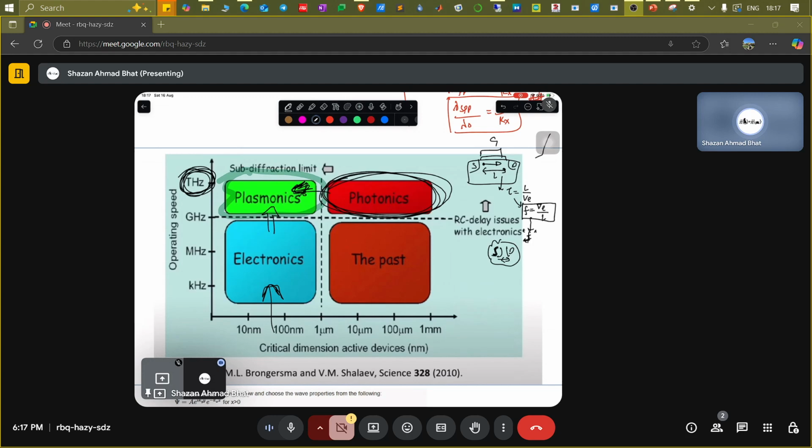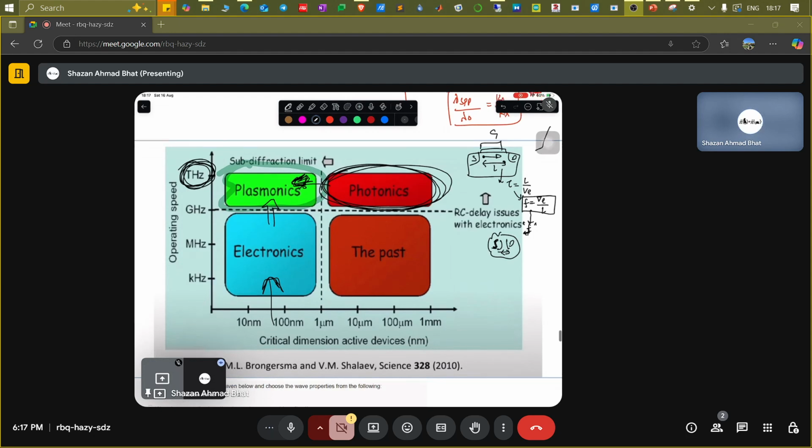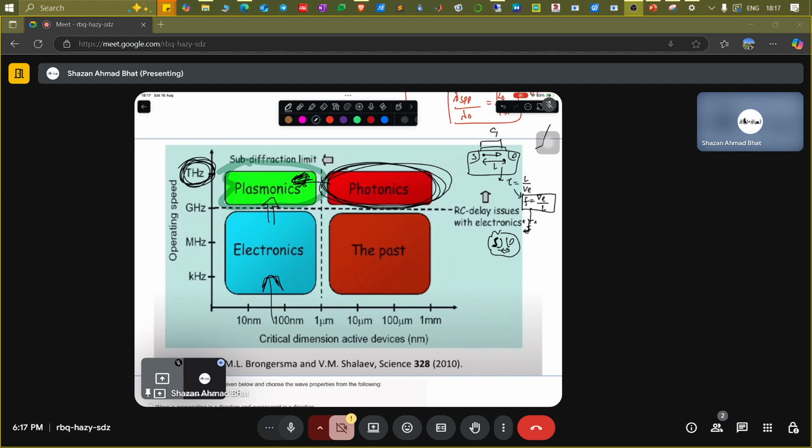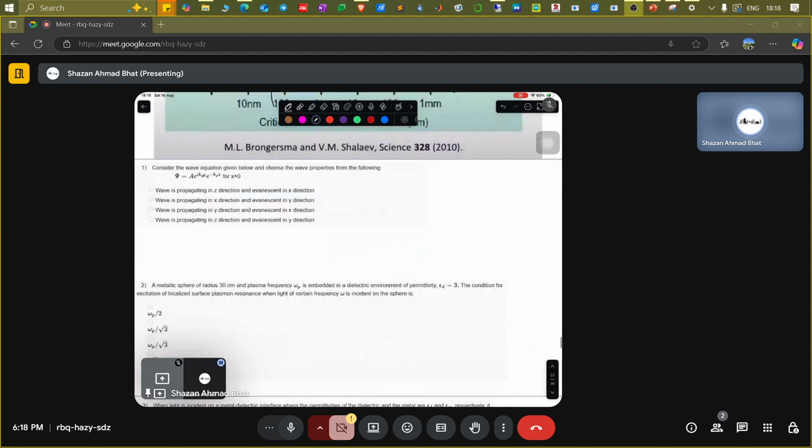One way is to go towards plasmonics, where it can work at the frequency of light and the terahertz frequency. On the other hand, it can be made on chip, and you can have a size scale of the order of nanometers. So this is very promising in today's technology. Let's now talk about some of the questions.